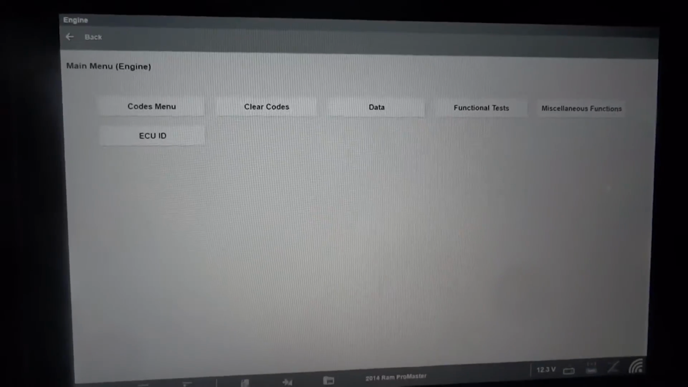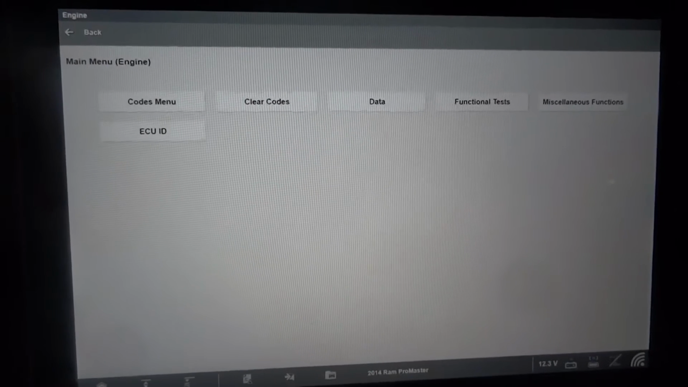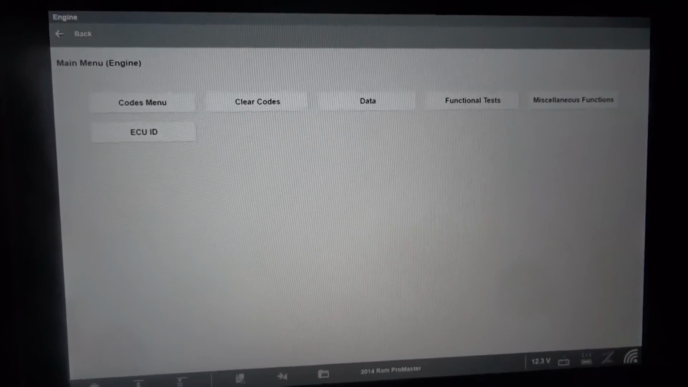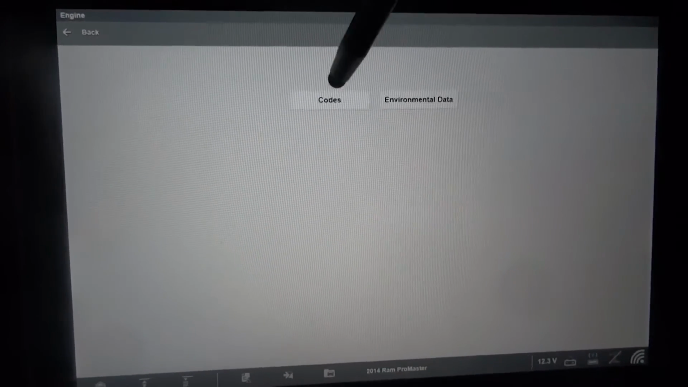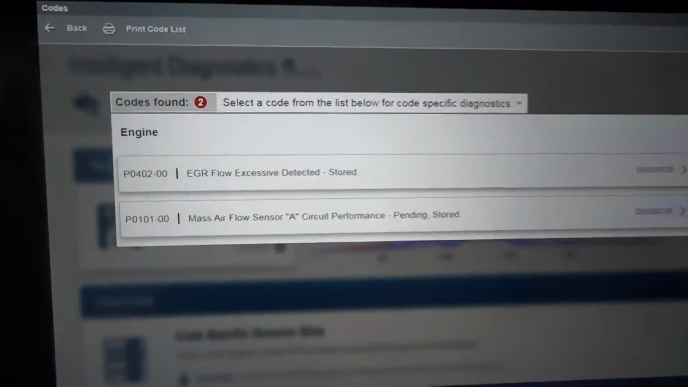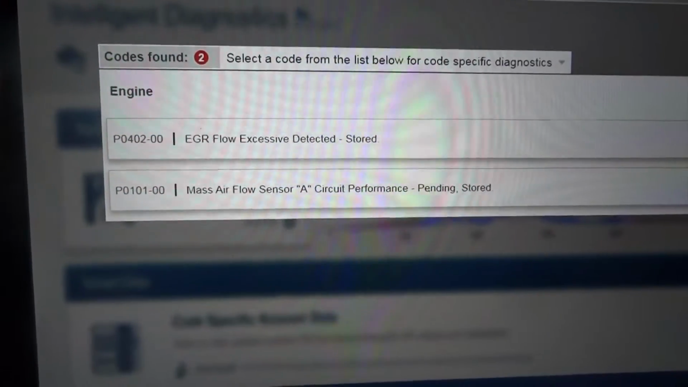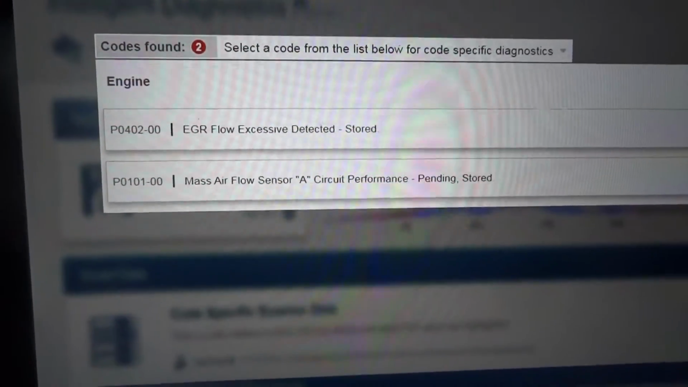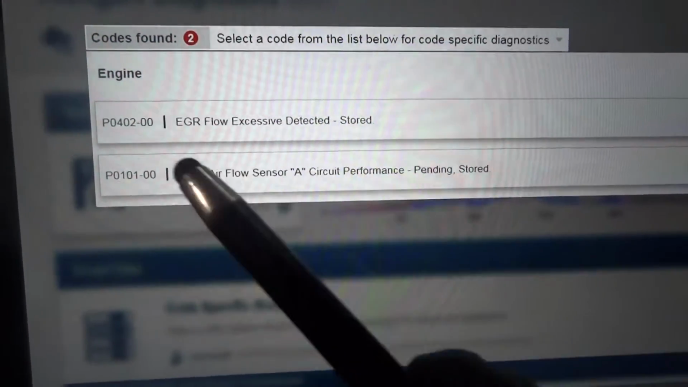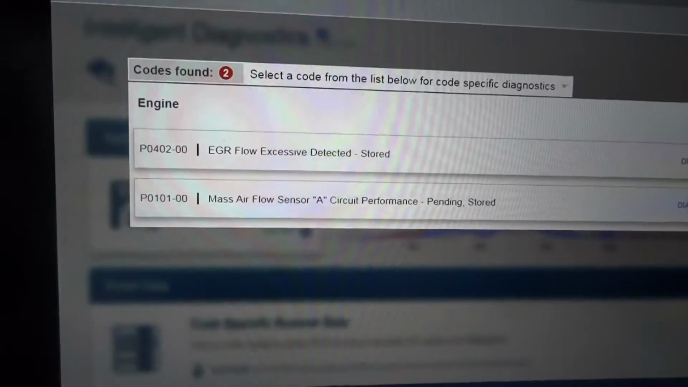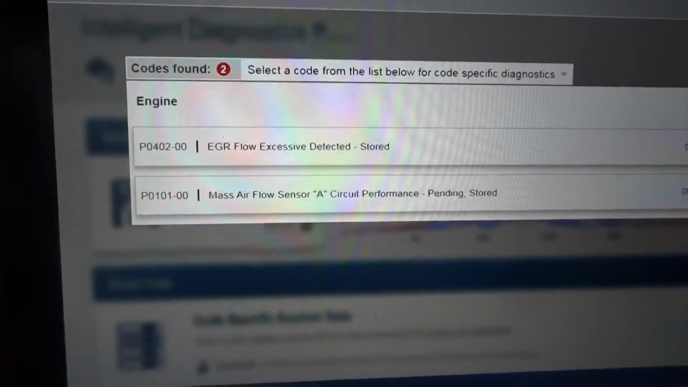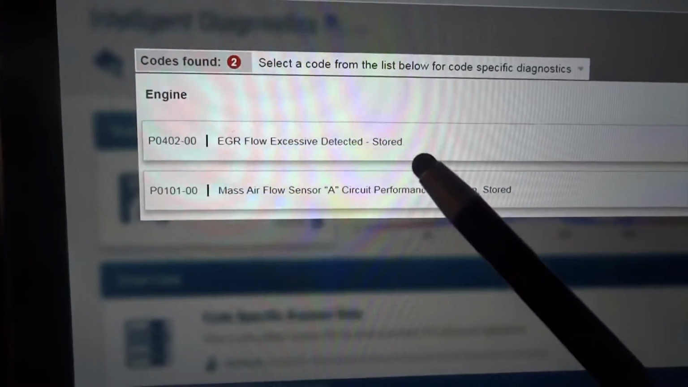Let's talk about this really quickly before I tell you what direction we're gonna go so we can fix this. So let's look at the codes once again. When I see EGR codes and a mass airflow sensor code set in the engine computer, I usually like to go after the mass airflow sensor trouble code first, and I'm going to tell you why. Let me tell you a little bit about the EGR system.